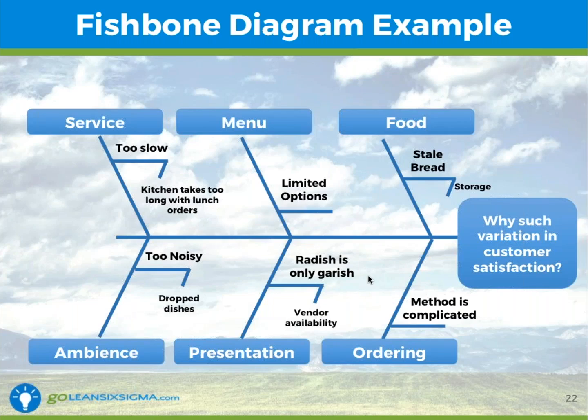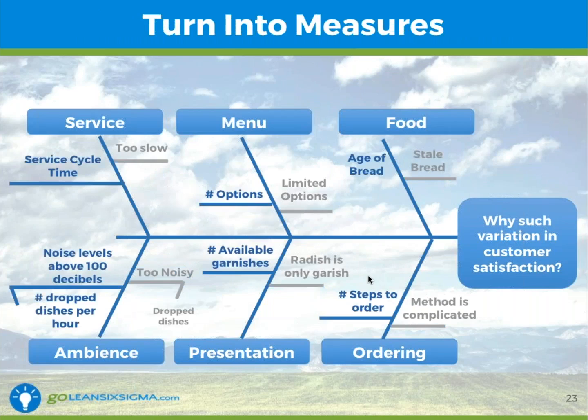And so the team's going to eventually have to test or verify which of these is a true root cause. It really helps to think in terms of measurement. And this might be new to a lot of you, but I think it's incredibly high impact. And I'll show you what that looks like. So instead of saying that the service is too slow, we can say we think service cycle time is causing the variation in customer satisfaction.